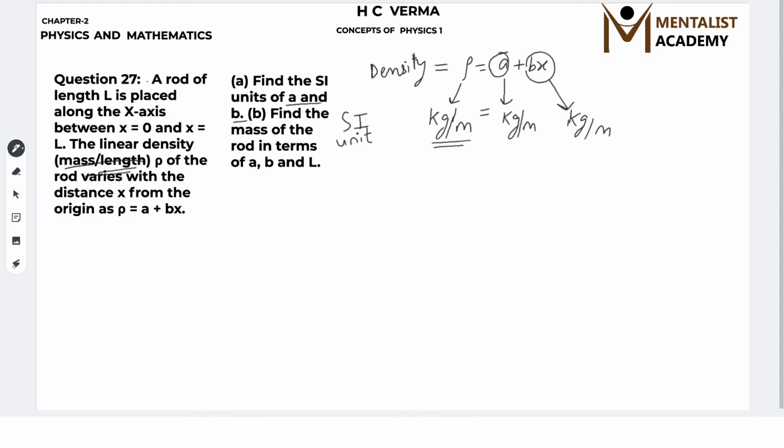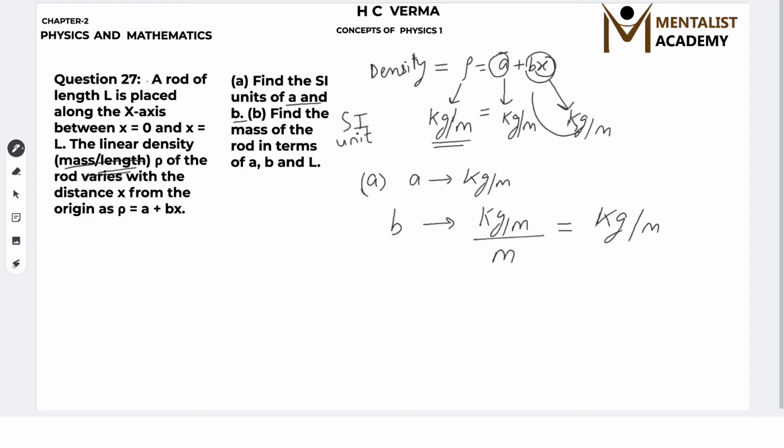Now we have found what the unit of A is, that is kg per meter. Now if I have to find the unit of B, the unit will be kg per meter divided by the unit of x, because this x we will put below. The unit of x is again meters. So the unit of B would be kg per meter square. These are the two SI units we found.